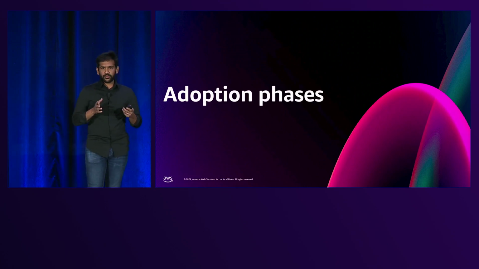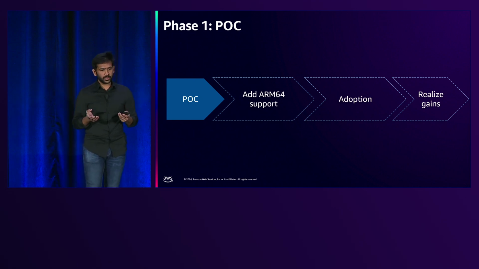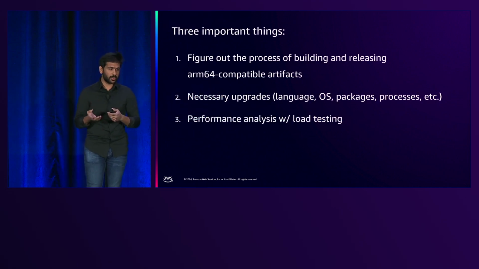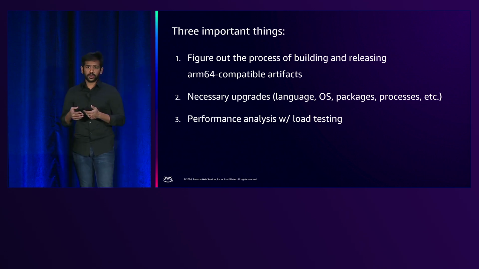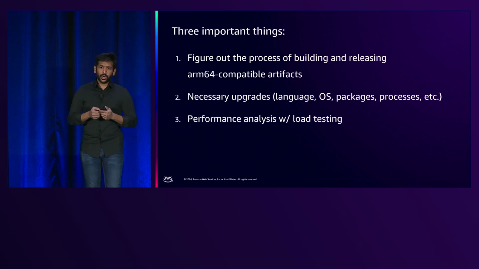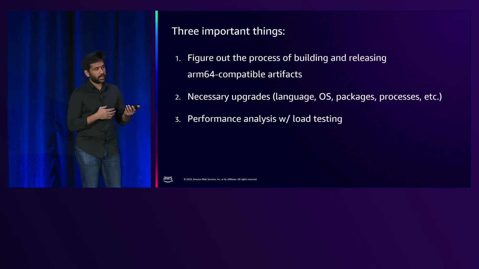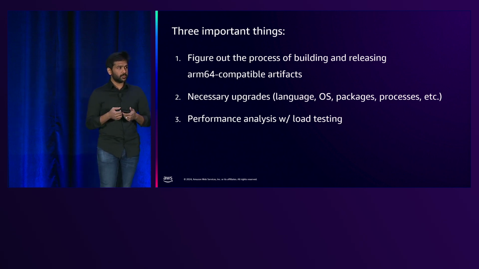Okay, let's talk about the different phases so that I can give you more details. The first phase was the POC phase, where we wanted to see for ourselves, as I mentioned before. The 3 things we were looking for from the POC were, first, to understand what it means to build and release ARM64 compatible artifacts. Also to understand if our systems are able to support ARM64 as is, or if we need to make any changes to our OS, or upgrade any Python packages or processes along the way to make sure that we are able to release ARM64 and use them in our stack.